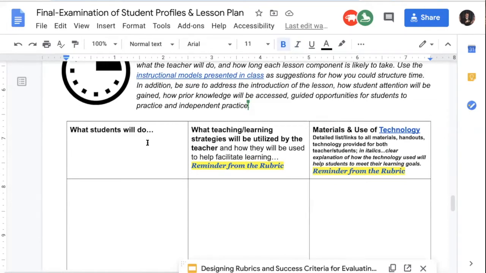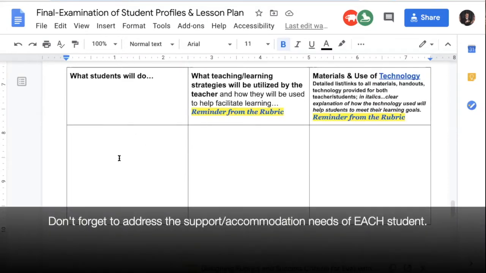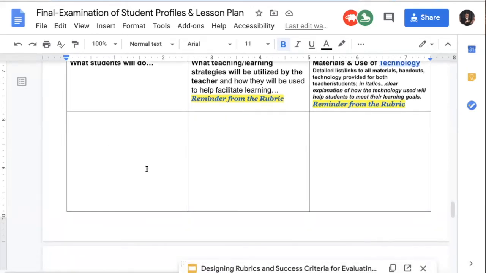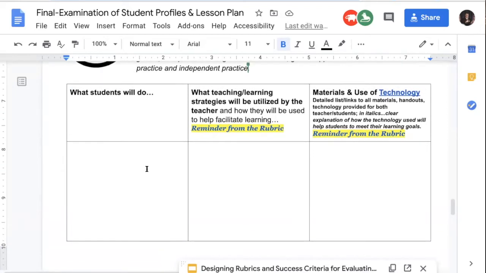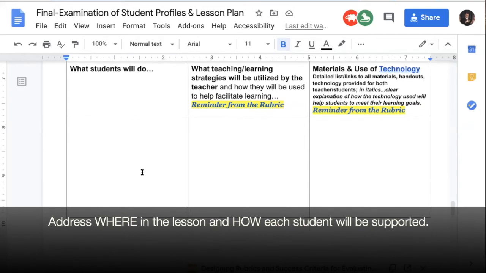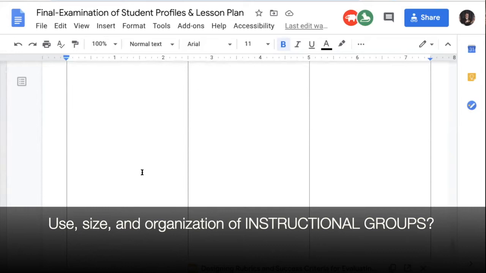So what students will do, this would be as if we can look at the students and see what they're up to. This is where we address where different students will need accommodations and supports in the lesson, as well as what those supports will look like. So as a good rule of thumb, you might consider making sure that every student on your watch list, their name appears at least 2 times, just as a bare minimum, and address where and how they will be supported. Also make sure you address when and how grouping will be utilized throughout your lesson.